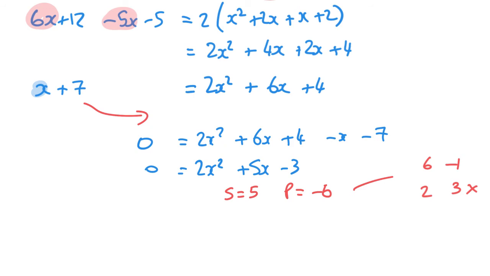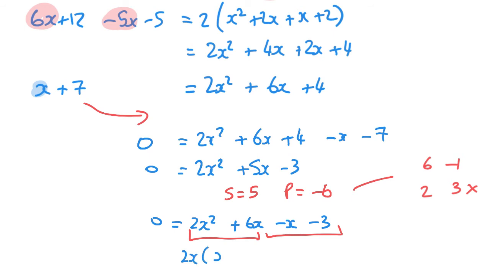So we replace the 5x with 6x and minus 1x to get 2x squared plus 6x minus x minus 3 is equal to 0. Split them into our pairs and do simple factorising. So we get 2x times x plus 3. Repeat the bracket, x plus 3, and we need a minus 1 outside.